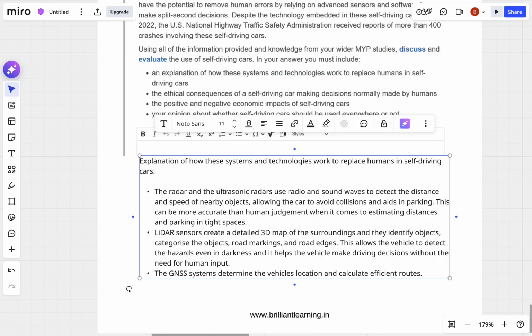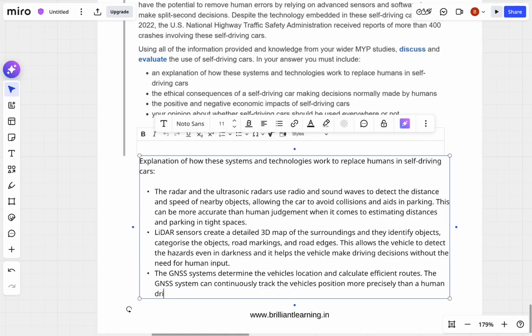So just write the GNSS system can continuously track the vehicle's position more precisely than a human driver. That is the role of the GNSS system right over here.